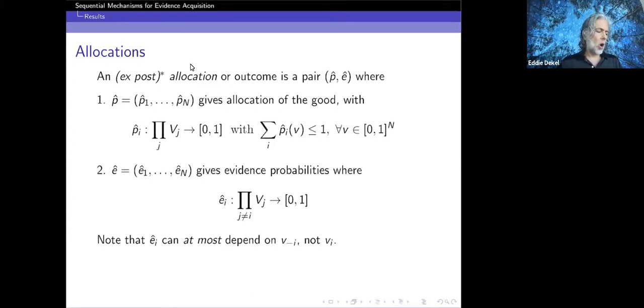So I'm describing an allocation here that has 2 features, the allocation of the good and the evidence probabilities. The allocation of the good is going to be a function from the vector of values into a probability, which says the probability that agent i gets the good, given that that's the vector of values. And the sum of those probabilities obviously has to be less than or equal to 1, since we only have one good to allocate.